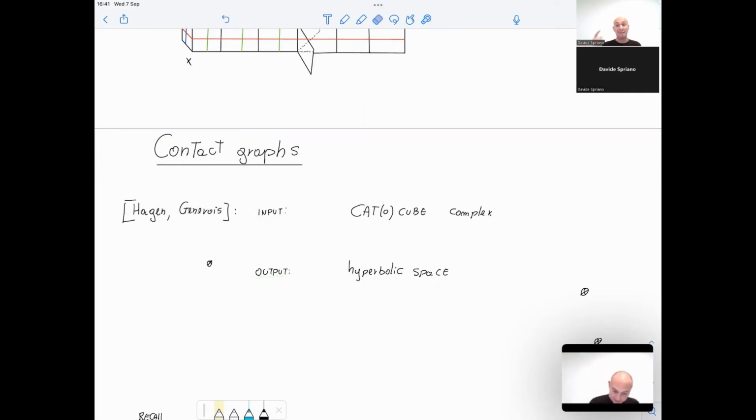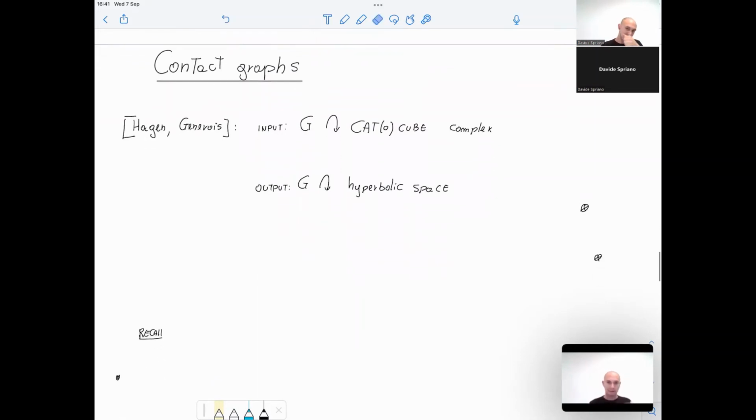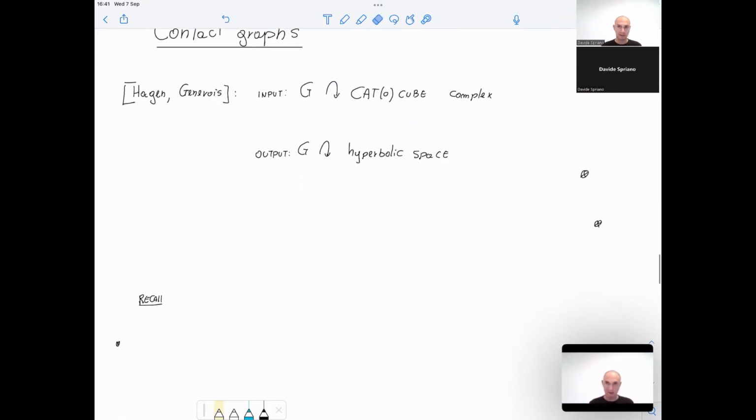But there is a very important thing to keep track of: if we have a group action on a CAT(0) cube complex, then we will still act on this hyperbolic space, which is obtained from the cube complex. So for instance, if we were acting transitively on the vertices, then we would also act transitively on the vertices of the hyperbolic space.